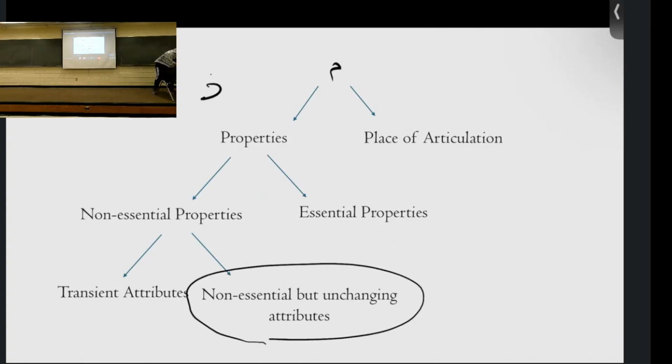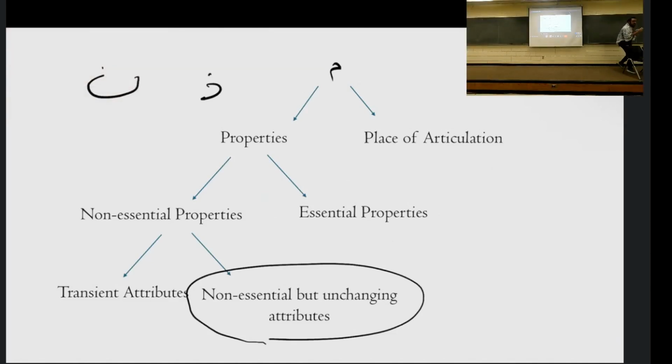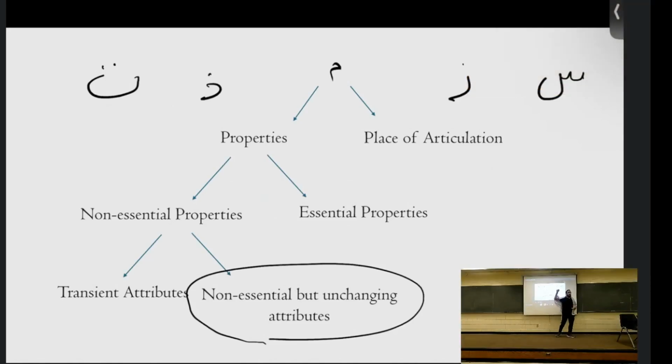Same thing with the tha. Let's use another example to not be bored with the same one, but it's the same idea. It's the same property that differentiates sin and zay. Okay, what's the difference between sin and zay? It's exactly the difference between dhal and tha. Put your hand here and say s, s, s. Now say z, z. What's the difference?